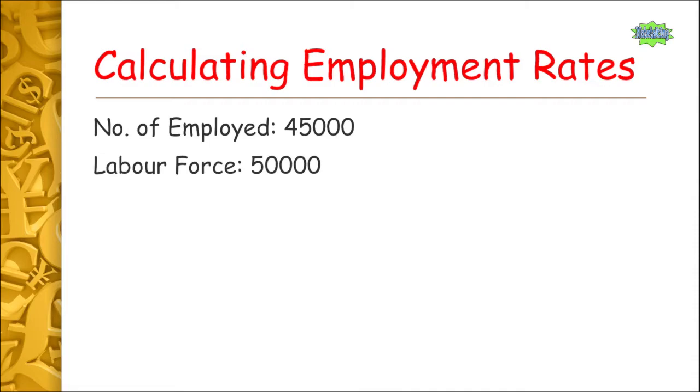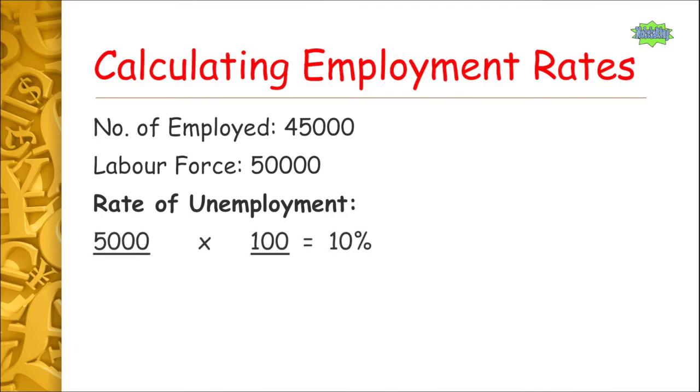What you do is take note of the key figures given in the question. The number of employed people was 45,000 and the labour force was 50,000. I then find out how many people are unemployed. If there's 45,000 people employed and 50,000 people available to work, I take the two away from each other: 50,000 minus 45,000 gives me the number of unemployed people, which is 5,000. The 5,000 unemployed, over the total labour force of 50,000, multiplied by 100 over 1. Put that into my calculator and I get a rate of unemployment of 10%.